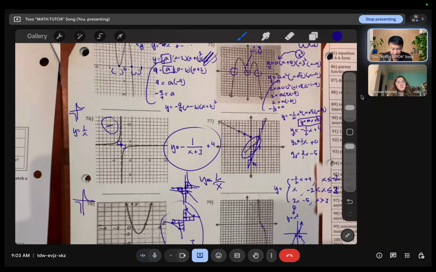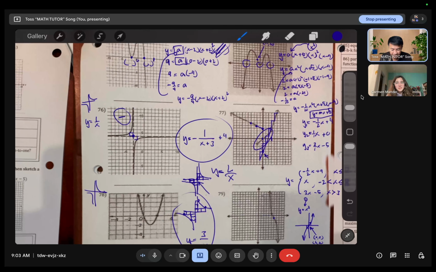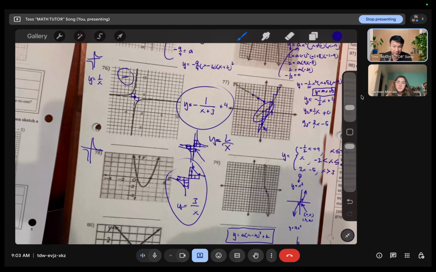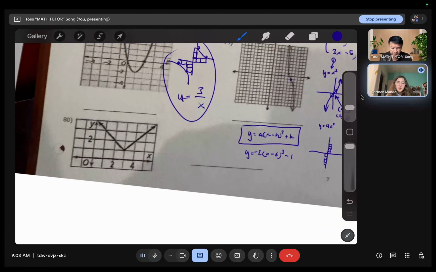I think many of you guys need more time to recognize the transformation. But you need to know your parent functions. I think many of you still don't have them down yet. I've been flashcarding the parent functions. Okay, I'm glad.